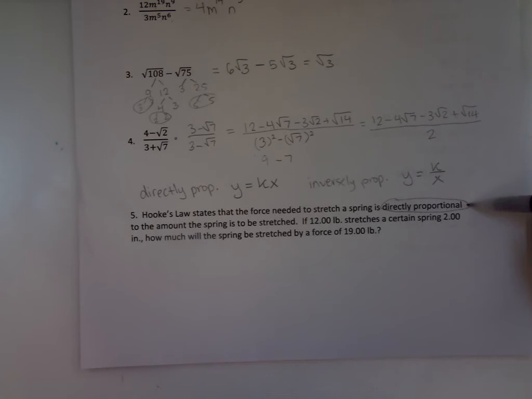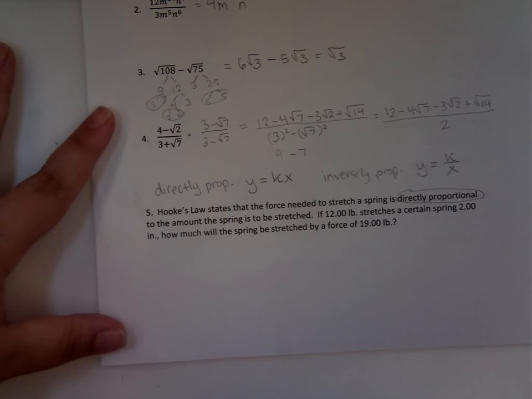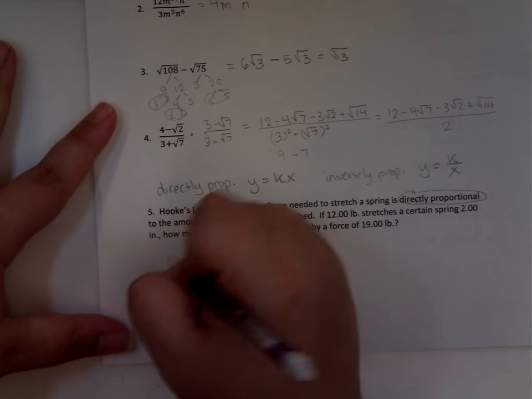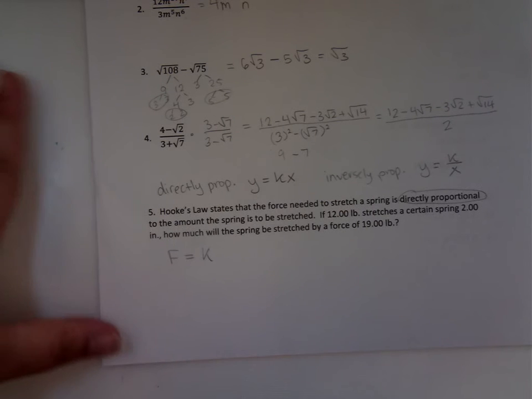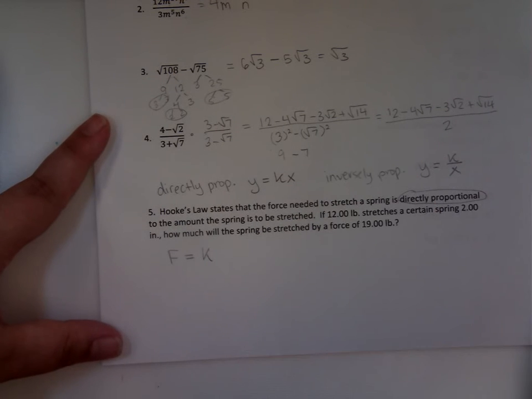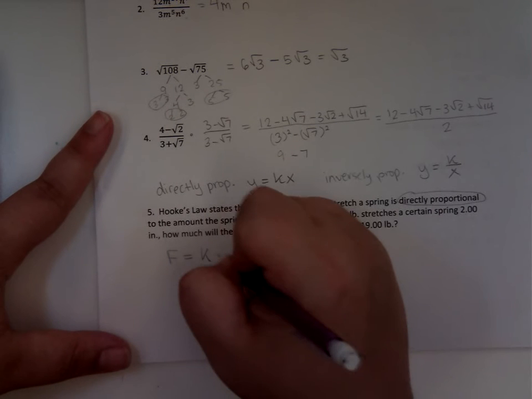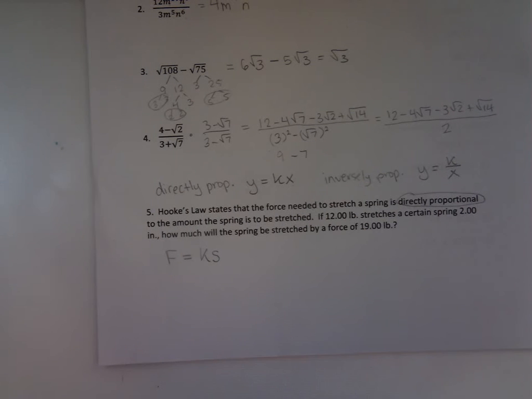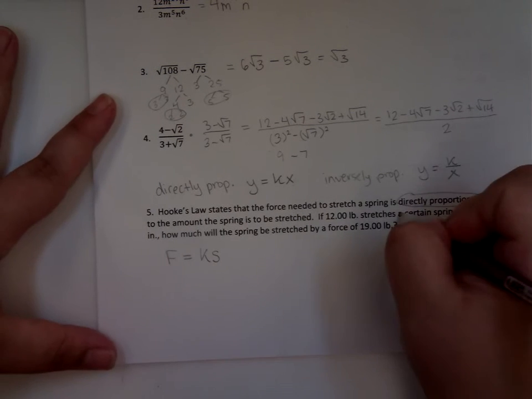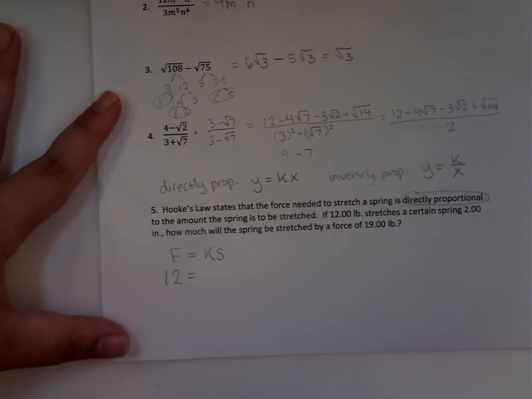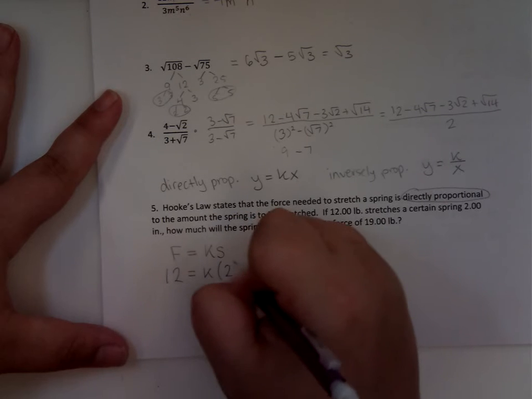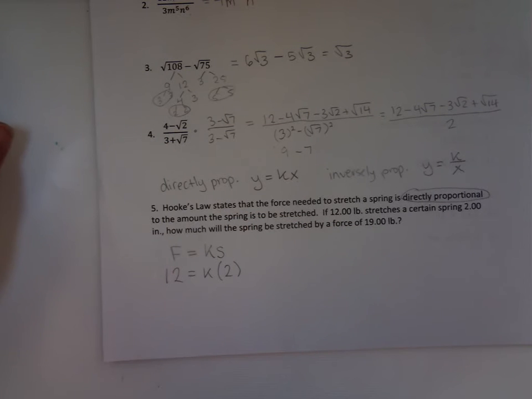So here we've got directly proportional. So we're using y equals k times x. So the force needed to stretch a spring, I'm going to call it F, is directly proportional, so there's a proportionality constant k, to the amount the spring is to be stretched. So I'm going to call this variable S for stretched. If 12 pounds, so that's the force, so 12 pounds stretches a certain spring 2 inches, so that's k times 2. How much will the spring be stretched by a force of 19 pounds?